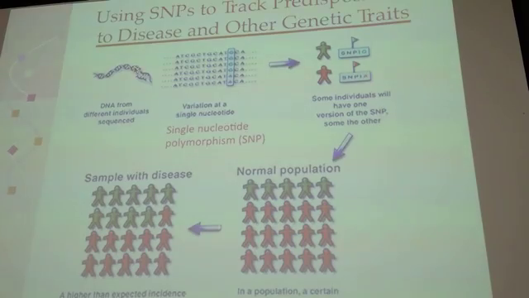So the idea is, and the way these are discovered generally, is by taking DNA from different individuals and sequencing either the whole genome, nowadays it's possible, or portions of the genome, to identify sequences in which there is a single nucleotide, A, G, C, or T, which varies across individuals. And that's the SNPs, single nucleotide polymorphism.